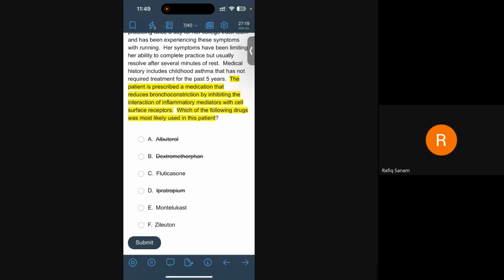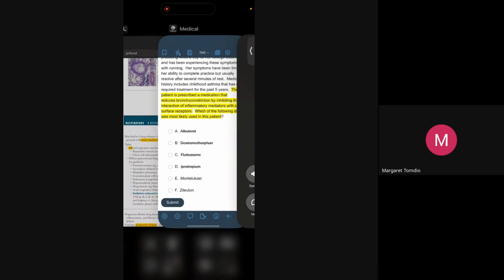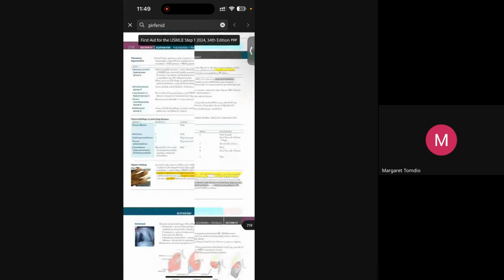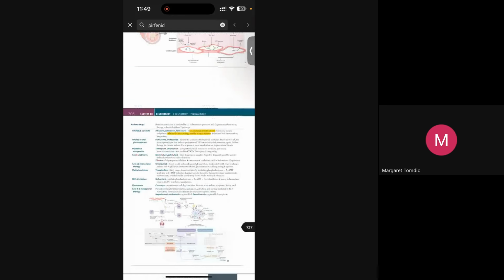What is the mechanism? It is a steroid. So it does not work by blocking. Now we are left with montelukast and zileuton. Let's look at montelukast and zileuton. Yes, montelukast is an asthma-induced medication.